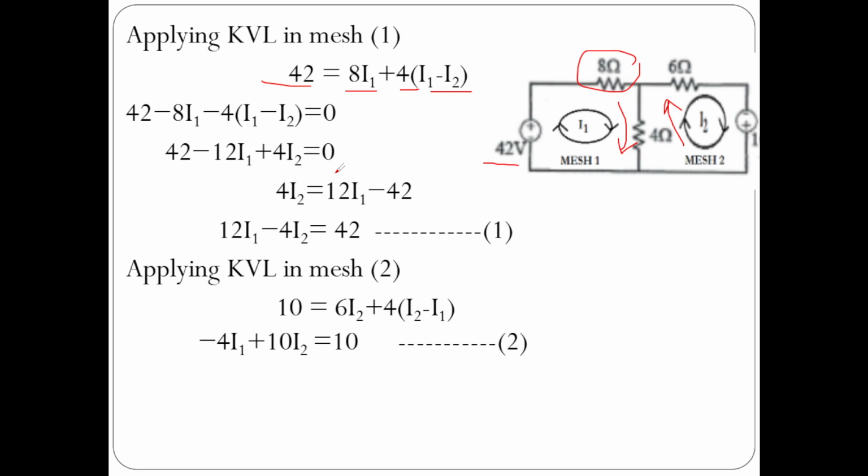If you solve 1 and 2, you will get I2 as 2.76. Sorry, this is I2, not I1. Then substitute the I2 value in equation 1 or 2. I have substituted in equation 2 and I have got I1 as 4.42. So I1 is 4.42 amperes, I2 is 2.76 amperes.